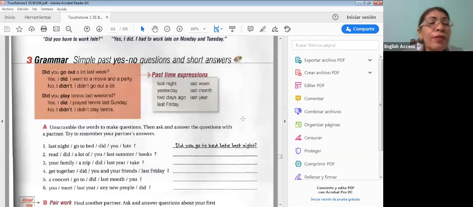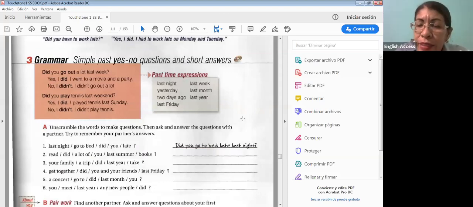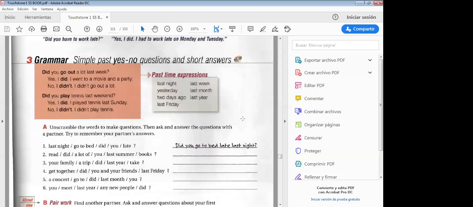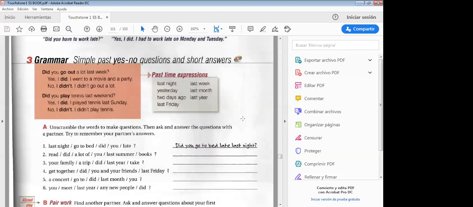Okay, let's pay attention to the exercise 3. In exercise 3, we have a chart. This is the grammar chart. It's about simple past, yes/no questions and short answers. I'm going to read this part and you're going to repeat after me, okay? Okay, so let's begin. Did you go out a lot last week? Yes, I did. I went to a movie and a party.